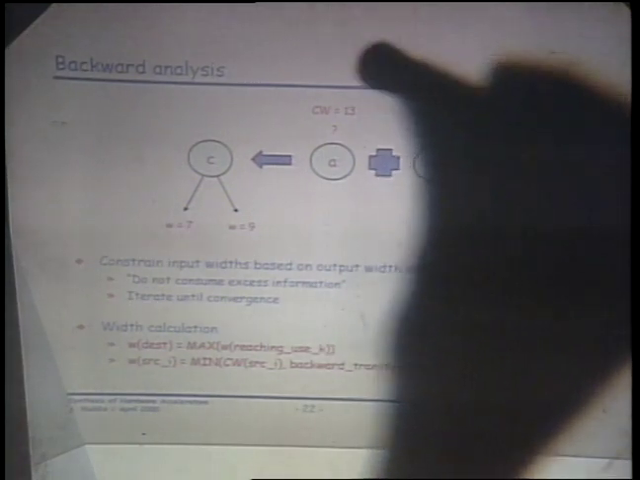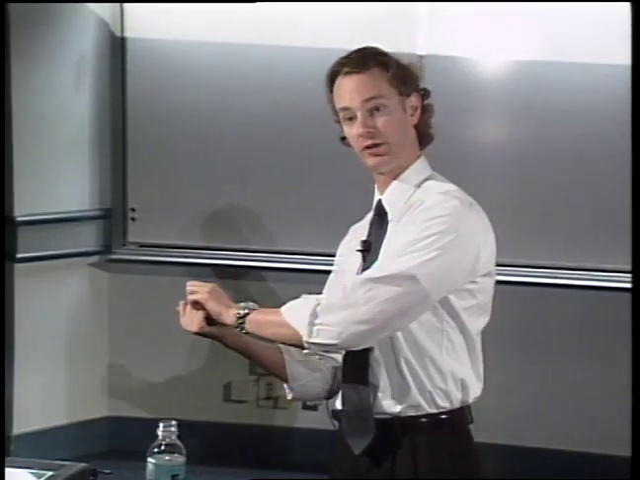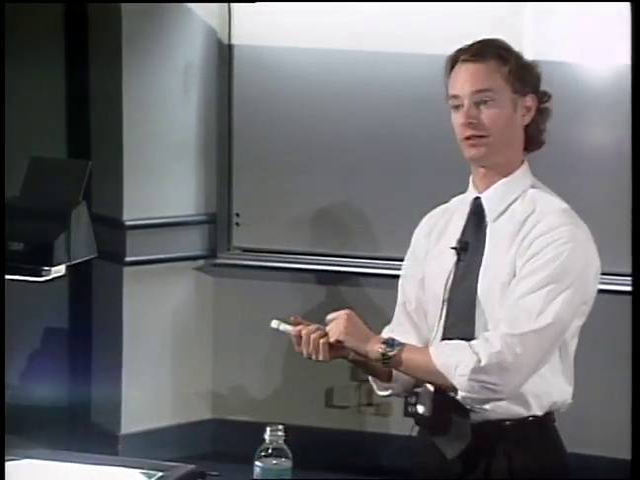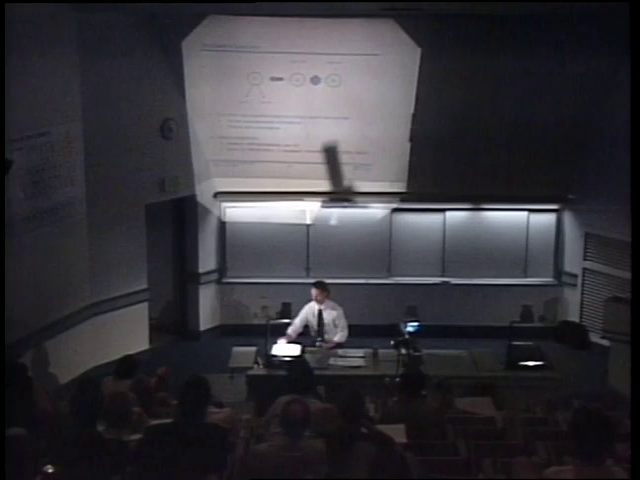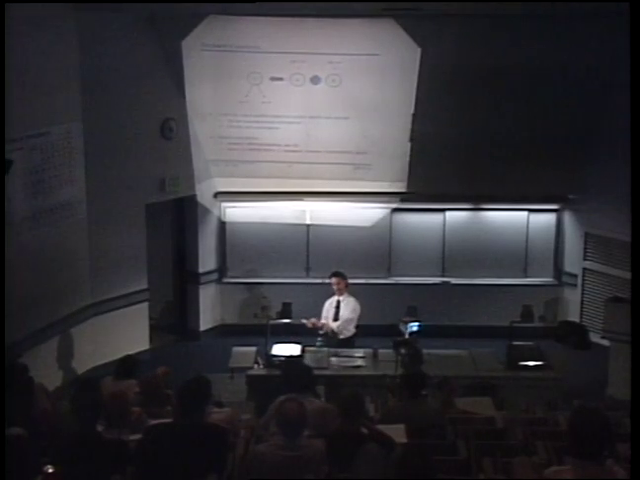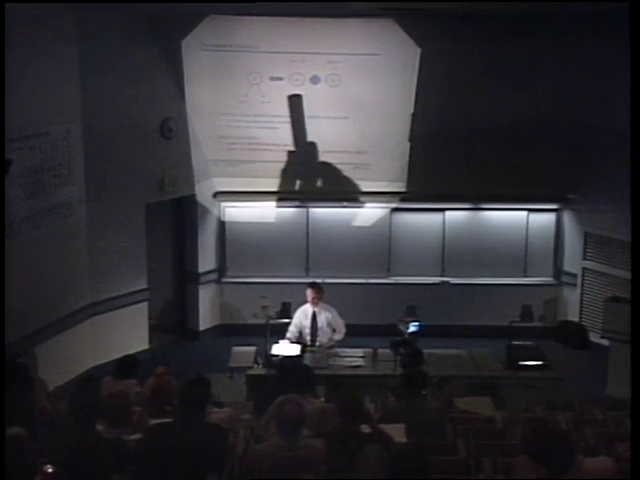We previously had established that A was 13. So 9 is smaller than 13, so now I have a new constraint on A: A is now no more than 9 bits. Now B I had previously established was 4 bits, so saying it's no more than 9 doesn't give me any new information. So we leave B alone, as it had previously established a smaller width. After this step, A is 9 and B is left at 4.